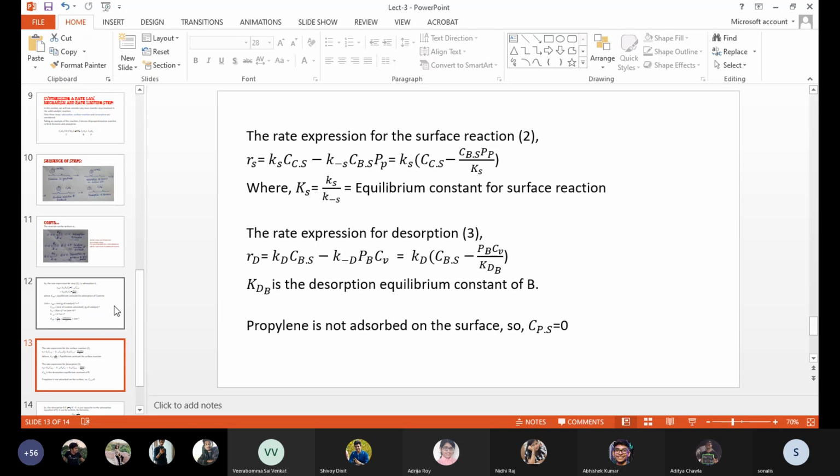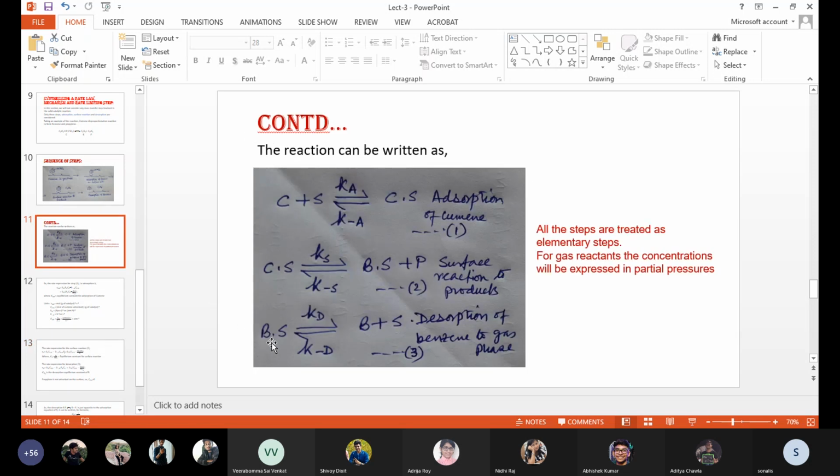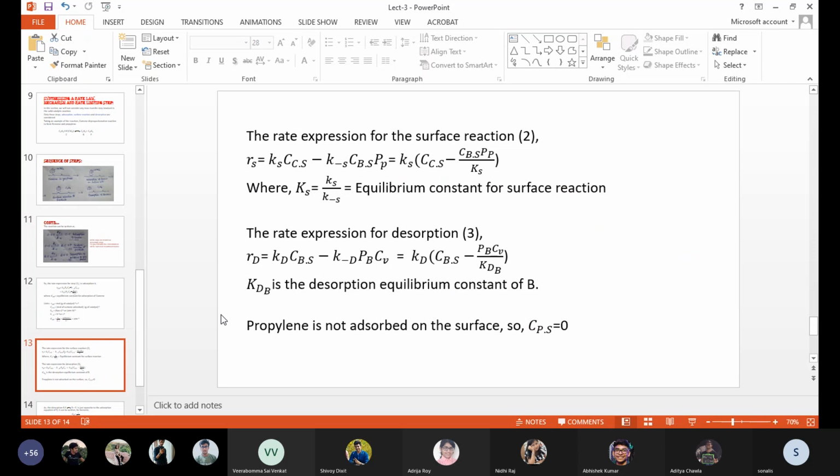Now the rate expression for desorption, again go to the slide. Desorption is the desorption of benzene. Benzene is adsorbed on the surface after it is produced. So B·S to B plus S, Kd and small k of minus d are the two rate constants. RT is equal to KD CB·S minus K of minus D PB CV. B is free, so for the partial pressure of B we have to write the concentration, and CV is the vacant site concentration because after the desorption the site is vacant.